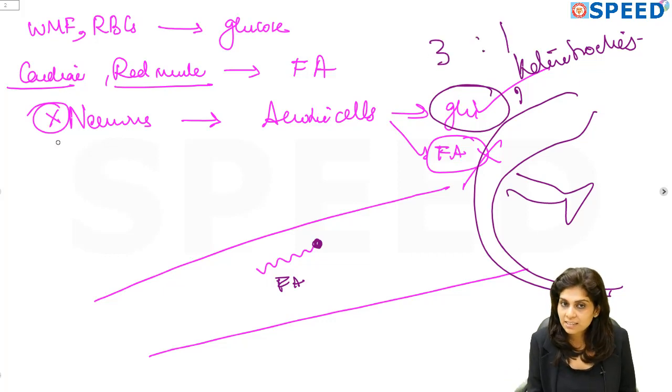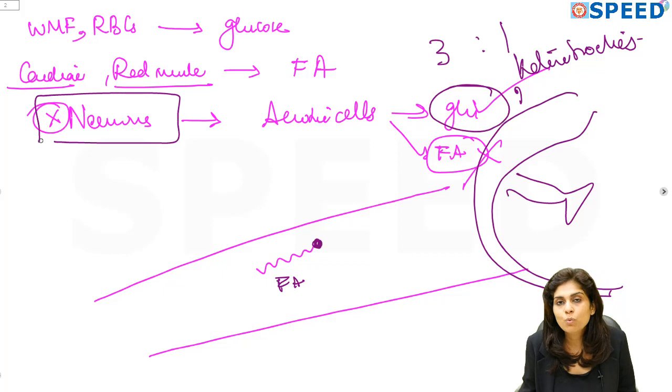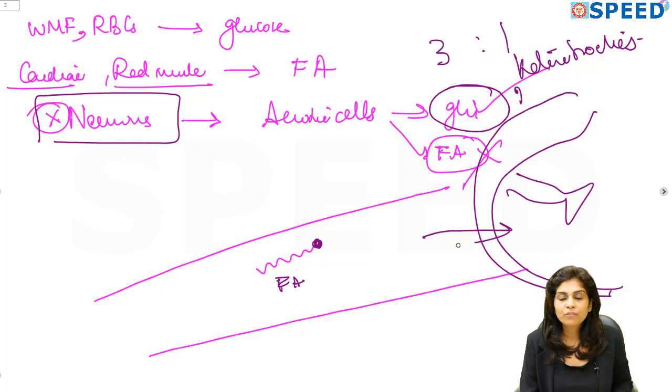So even in extremes of starvation, if you are asked what is the preferred fuel for neurons, your answer should still be glucose. It is just that they start utilizing ketone bodies. Its supplementary fuel becomes ketone bodies because ketone bodies can easily cross the blood-brain barrier. Okay, so what are the preferred fuels for all the cells you can think of?